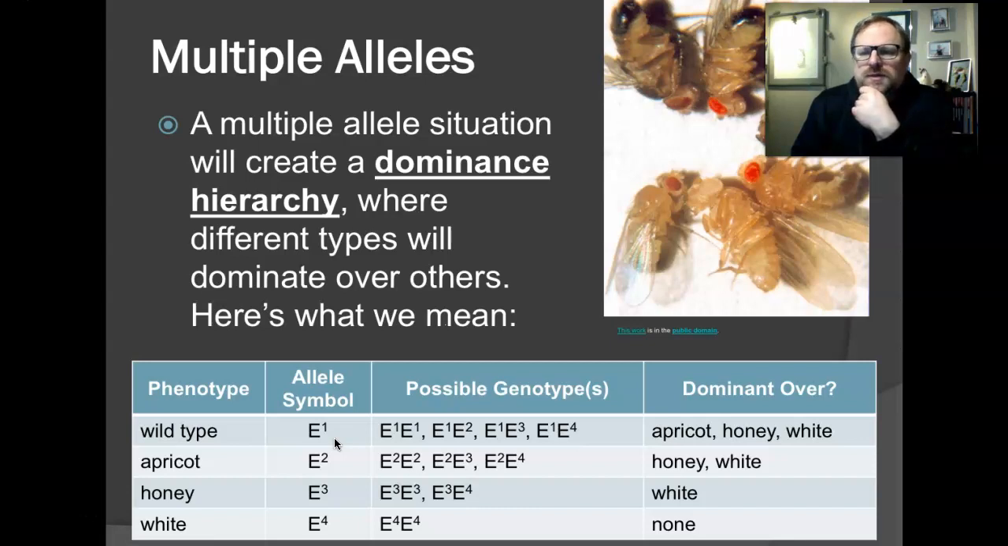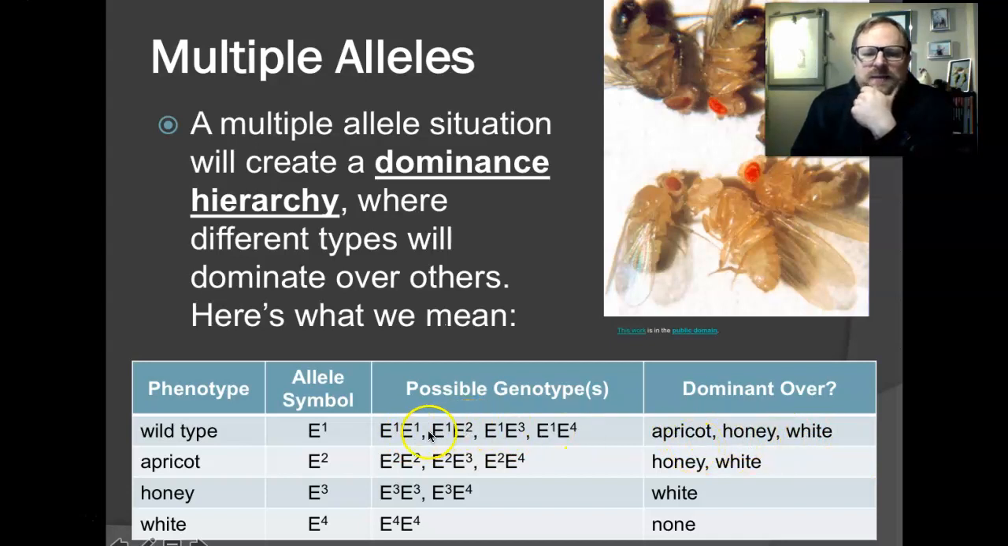Notice how we're doing a slightly different way to organize this cross, or this set of alleles. Instead of just doing big uppercase and lowercase, we're going to do E and then a superscript 1, 2, 3, or 4. So with E1 for the wild type, you'll notice that all the possibilities with E1 are these right here. So you could have 2 E1s, you could have E1 and E2, an E1 and E3, or an E1 and an E4. And what this is telling us is that because this is the top of our dominance hierarchy, it is dominant over apricot, honey, and white.